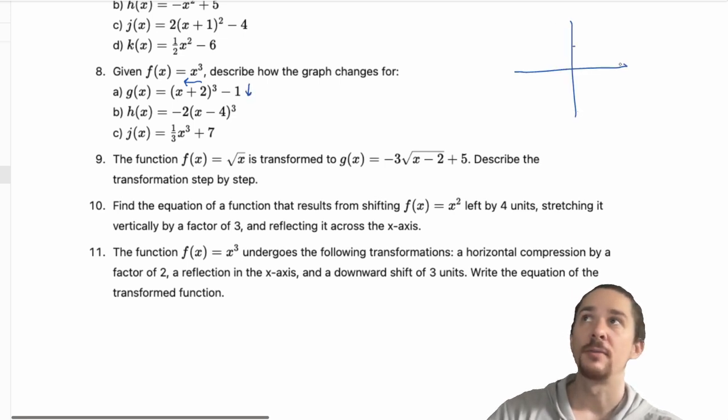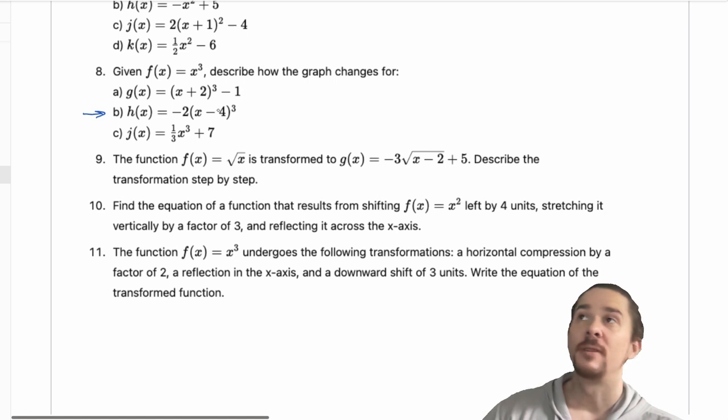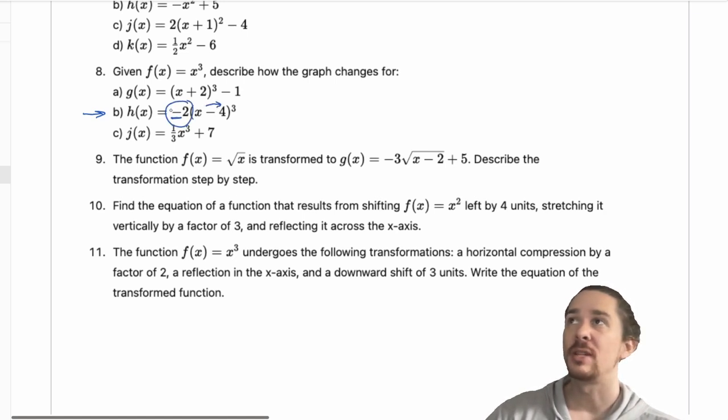So our graph is going to look something like this, where this turning point here will be at -2, -1. So here you can see our turning point at -2, -1. For B, we've moved it 4 in the positive x direction, and then we've flipped it upside down and stretched it by a factor of 2.